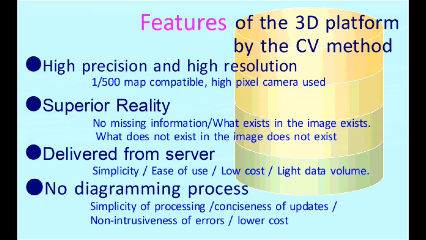A huge amount of data is compressed and delivered from the server. Users can use their own browsers, which reduces the cost of the system. The map is not CG, so there is no diagramming process. The excellent feature of the image becomes a 3D map as it is directly reflected, contributing to simplified processing, easy updating, and elimination of errors caused by diagramming process, thereby contributing to lower cost.